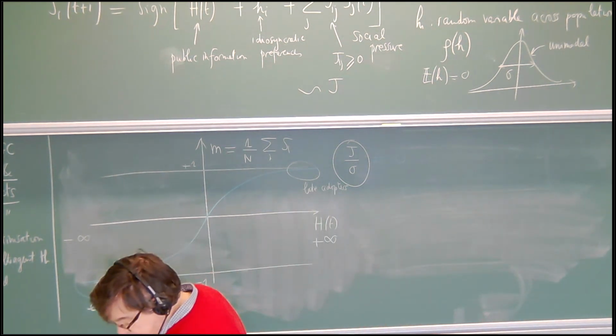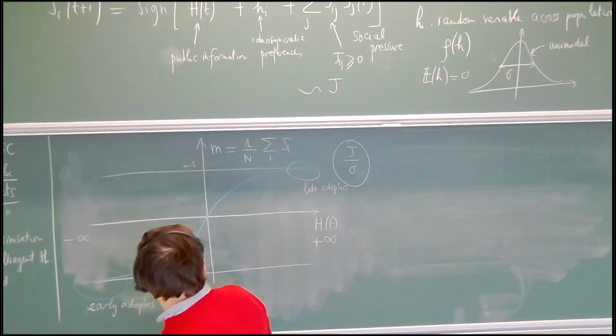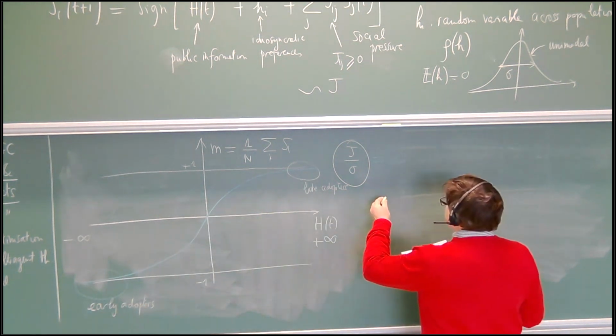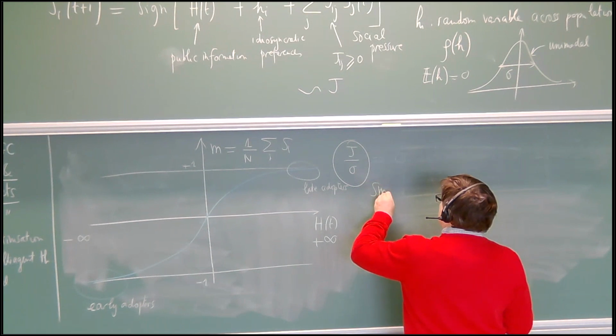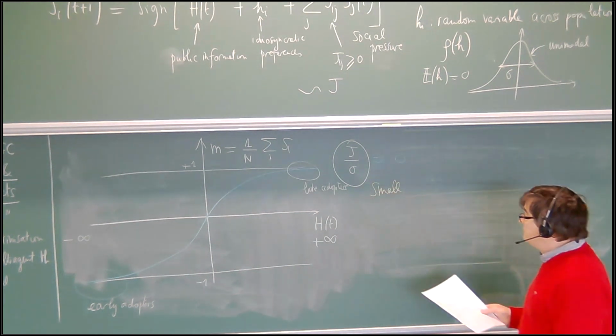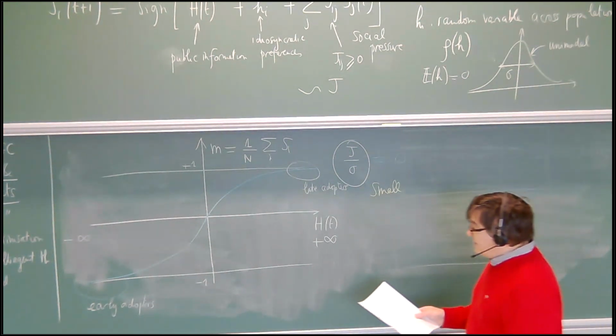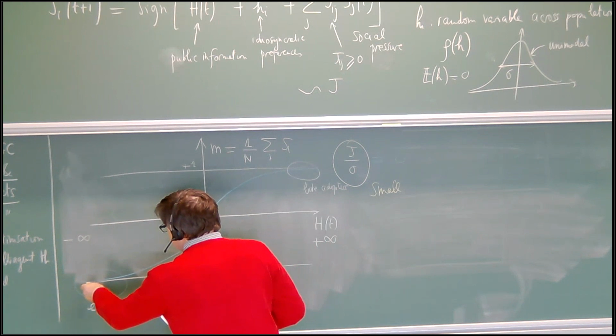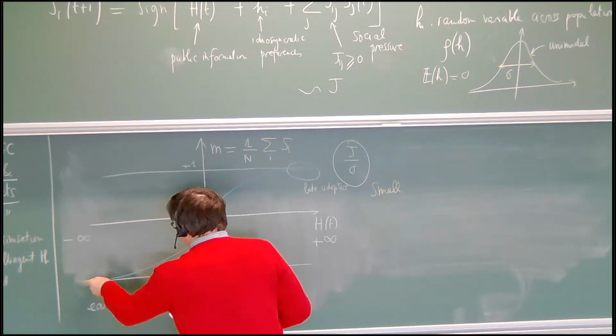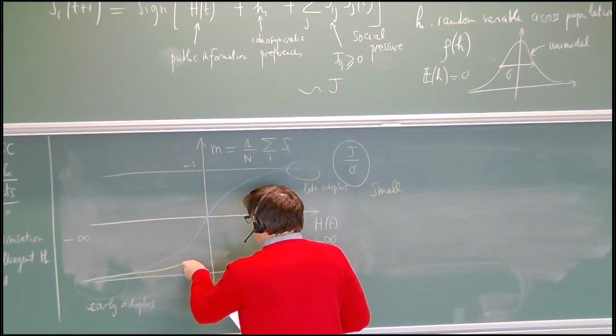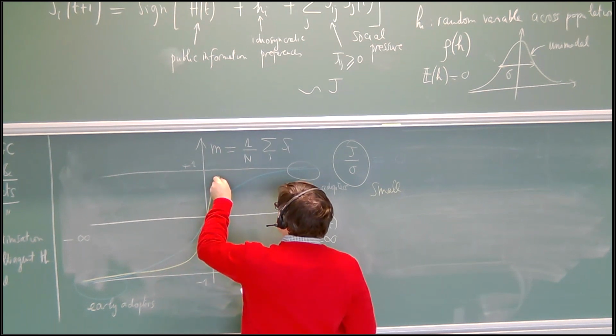But now if you increase J over sigma, so I'm going to draw in green the case where J over sigma is positive but small, then what you get is essentially the same kind of curve, except that it's going to be steeper, like this.